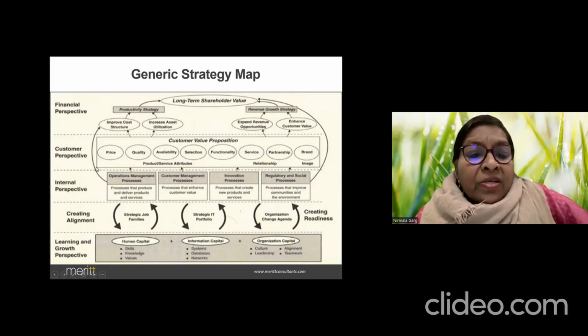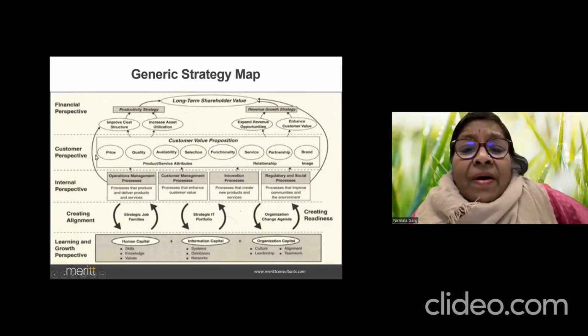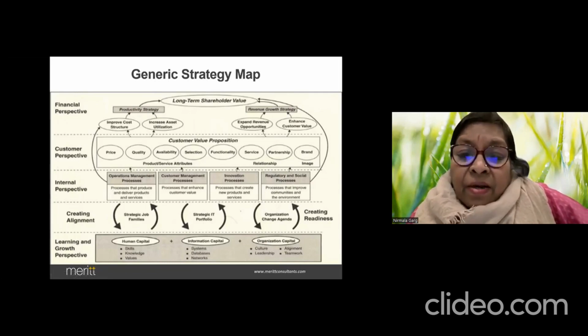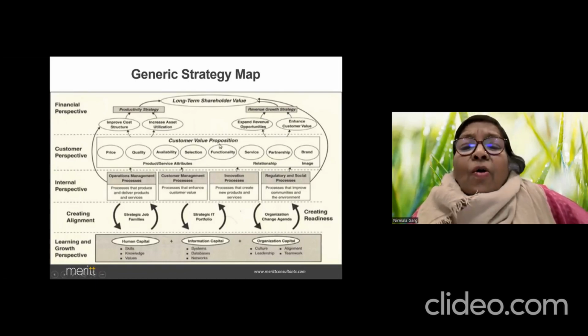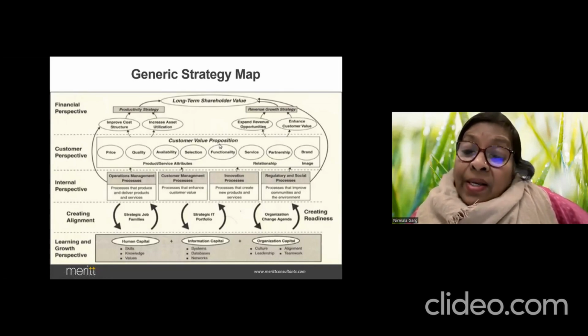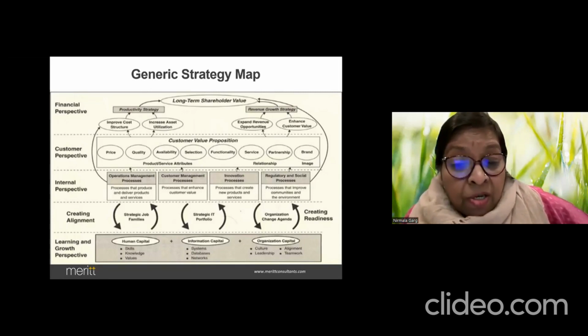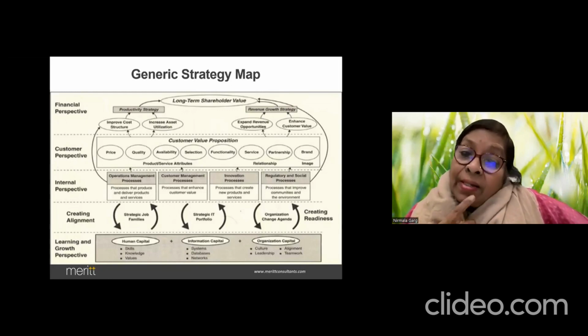So when we talk about this now, here, what is the customer value proposition, the customer perspective? I have to define my customer value proposition. What do I mean by customer value proposition? It means what I am delivering to my customer. So the customer value proposition is nothing but that value discipline. Am I at an operational excellence model? Am I doing product leadership? Or am I at customer intimacy?